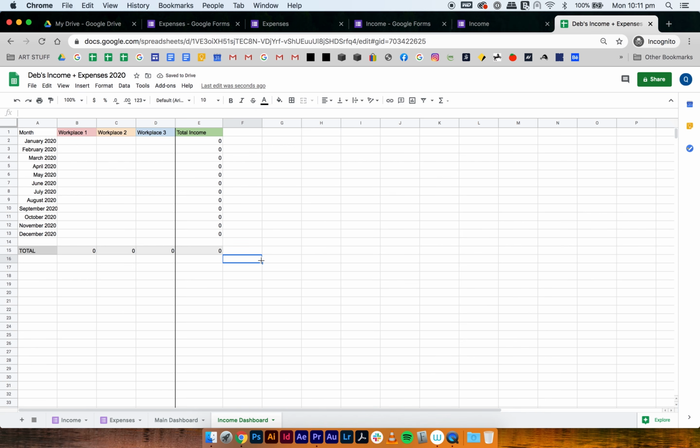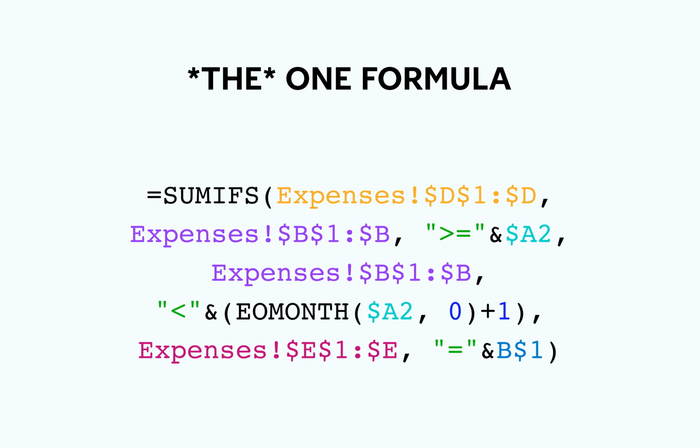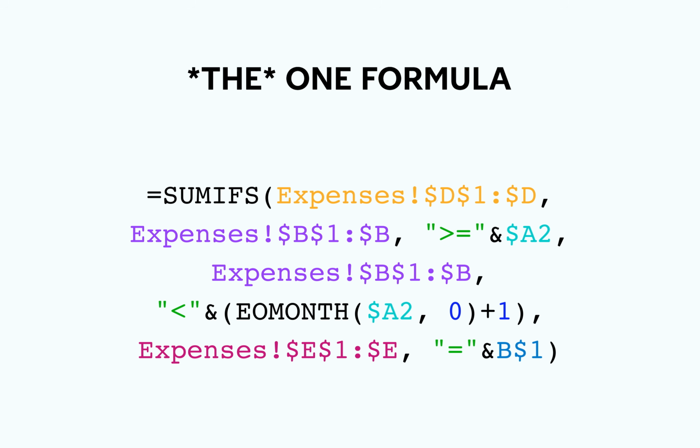And that's it. The next thing I'm going to teach you is how to understand the formulas in your expense tracker. There's actually only one formula, which is duplicated over a lot of cells. It's broken up into 5 parts, as you can see here. To summarize, this is what it does.